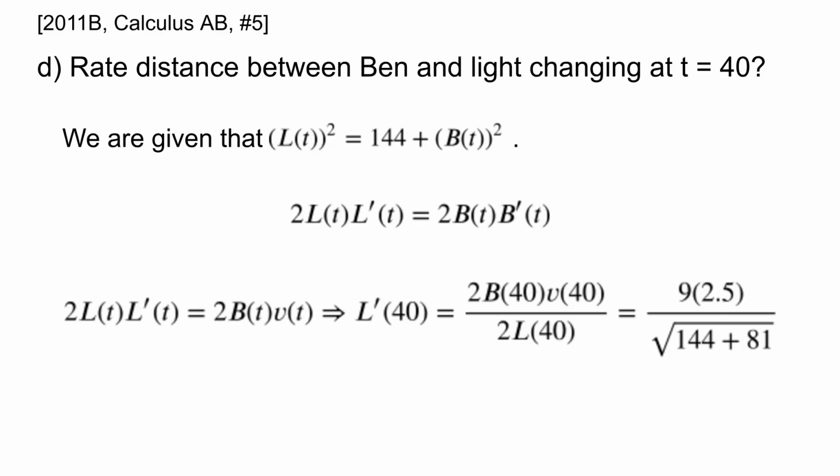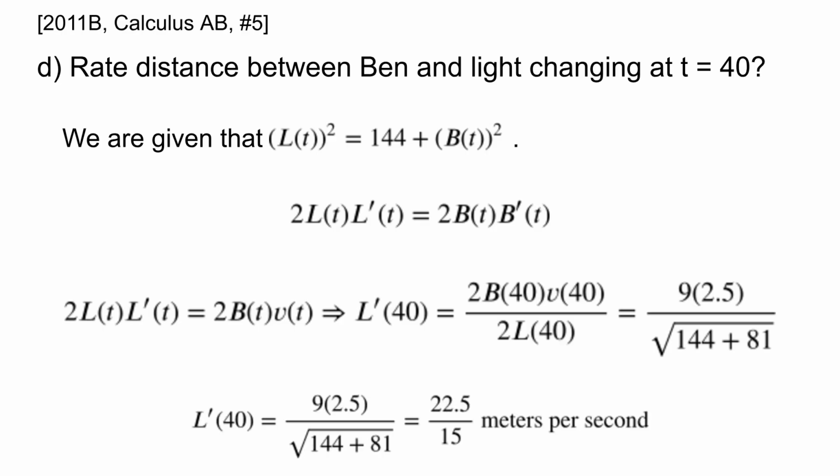Substituting the values for those in, we get 9 times 2.5 all over the square root of 144 plus 81. Simplifying that, we get L prime of 40 is 22.5 over 15 meters per second. I think that simplifies to 3 over 2, but you don't have to simplify, so it didn't. And so that is the rate at which the distance between Ben and the light is changing at t equals 40 seconds.